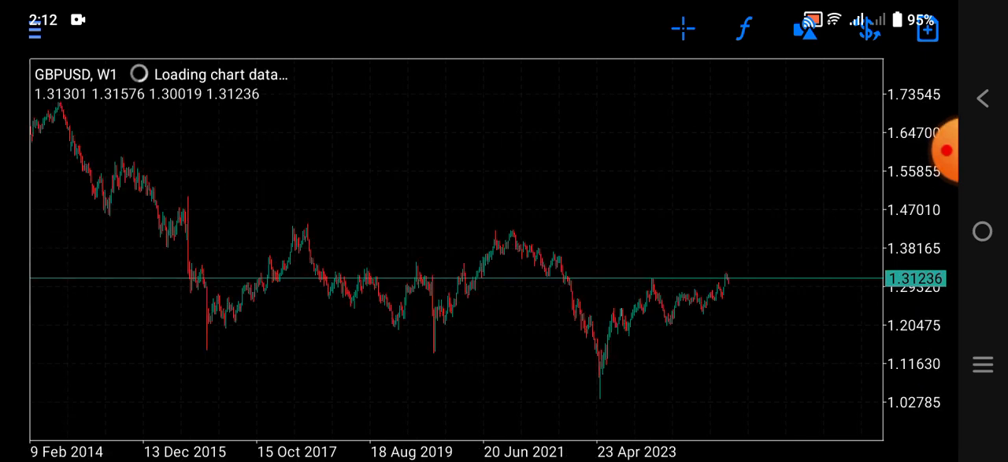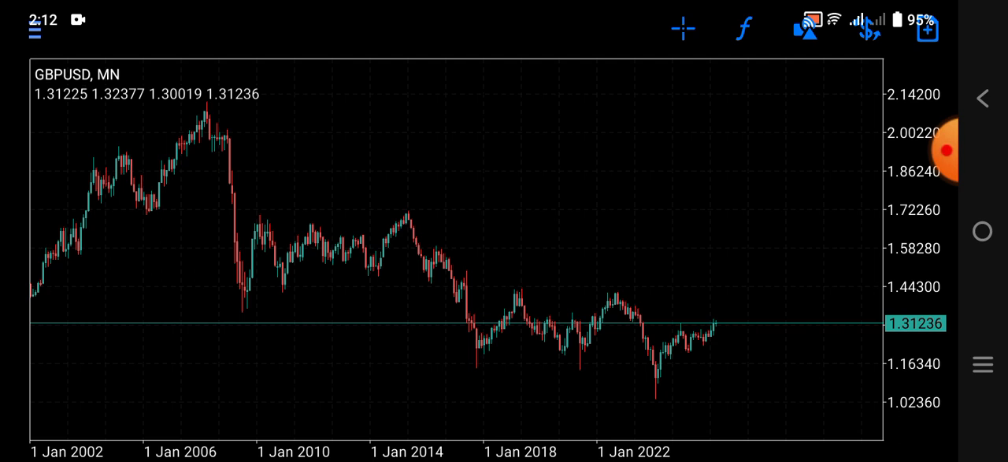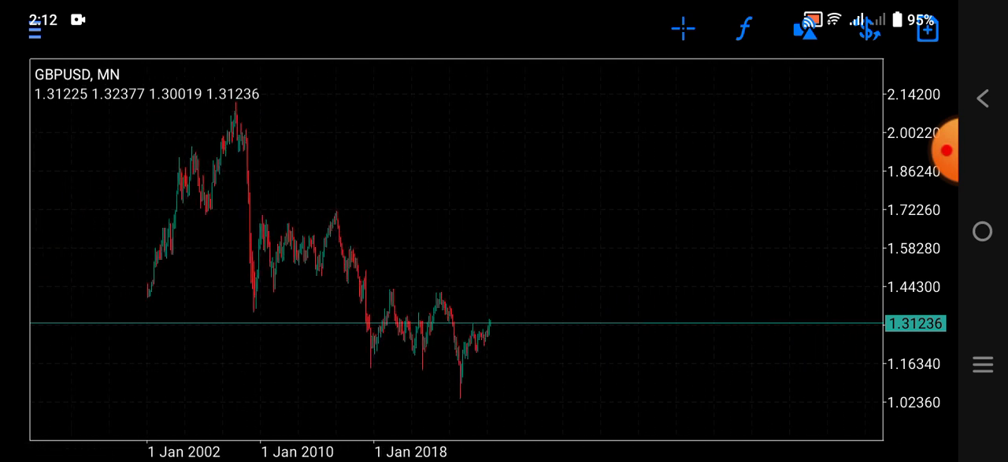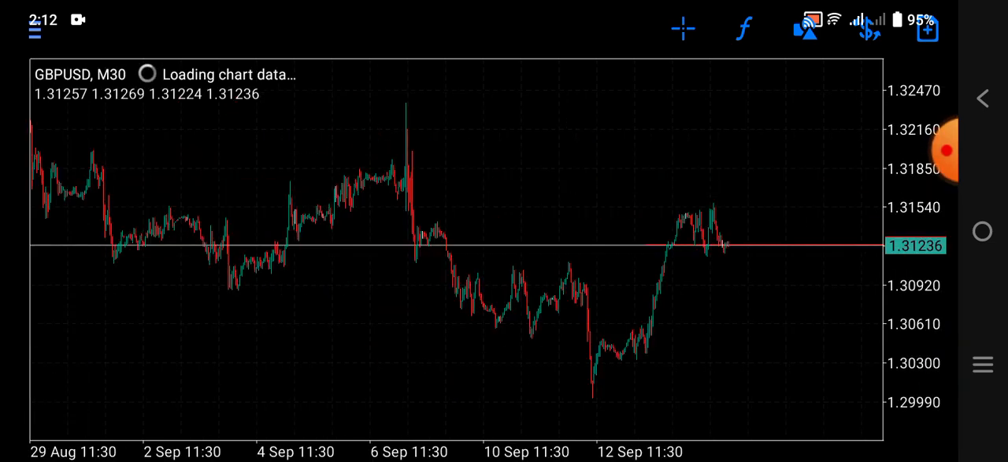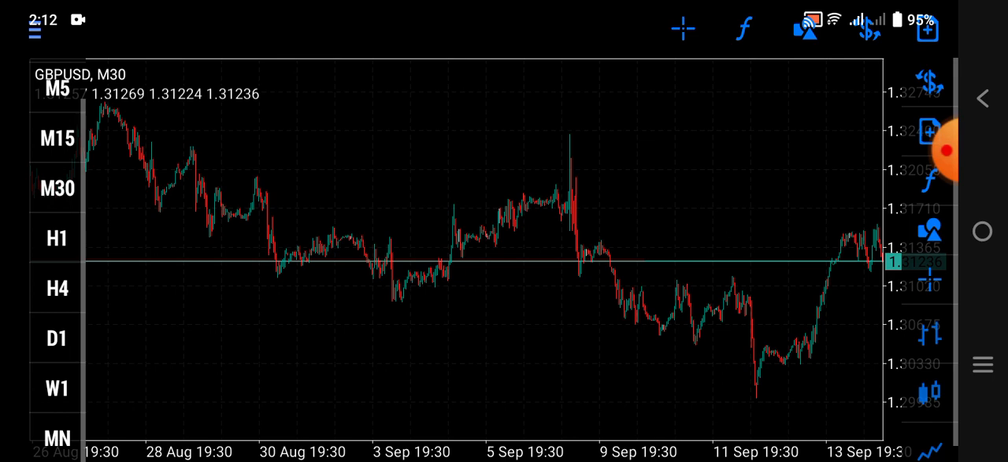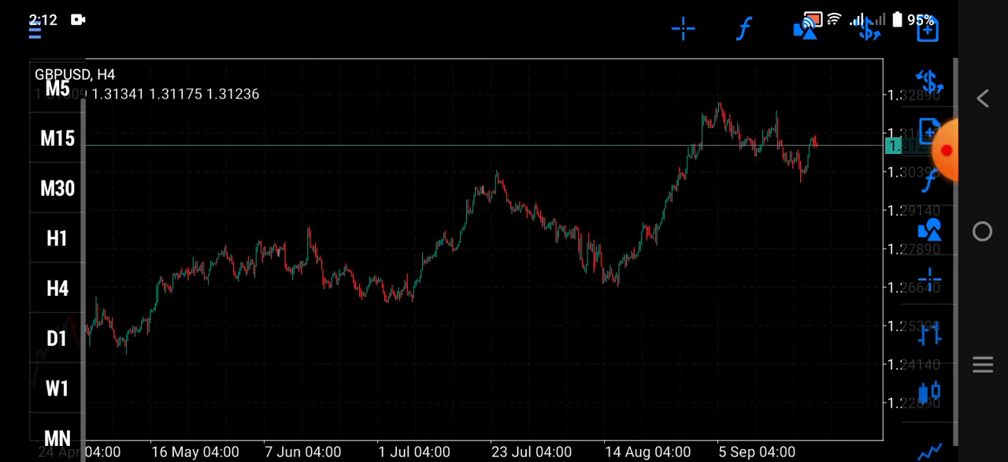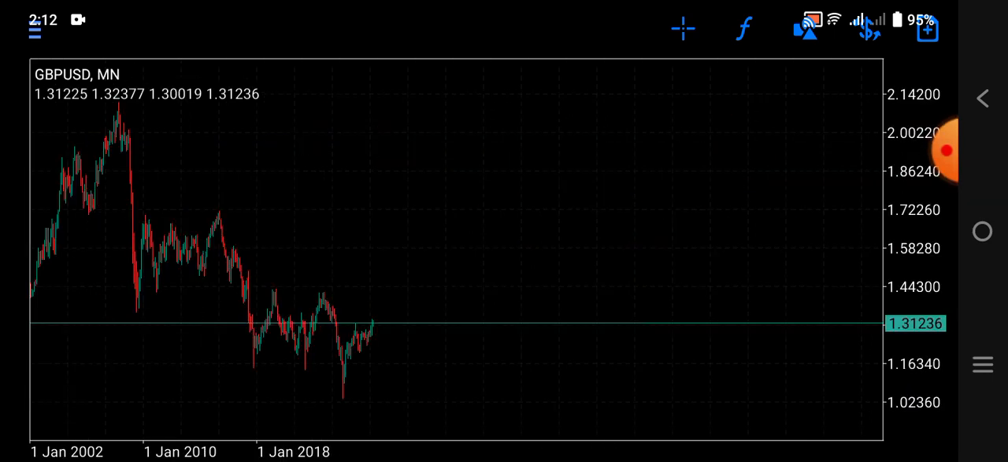So I basically do multi-time frame analysis, and my start most times is usually from monthly, to analyze down to where I would love to take those trades.